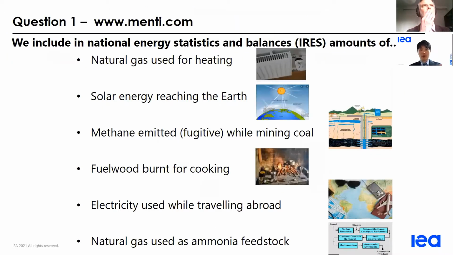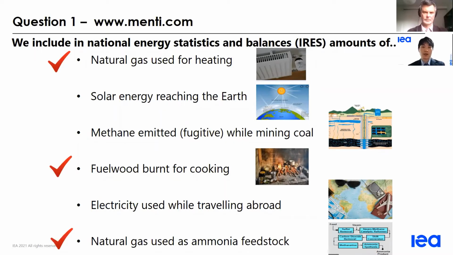Thank you for your really heated participation. So let's share the answer all together. The answers are these three: natural gas used for heating, fuel wood burned for cooking, and natural gas used as ammonia feedstocks. I think almost most of you already gave the correct answers.